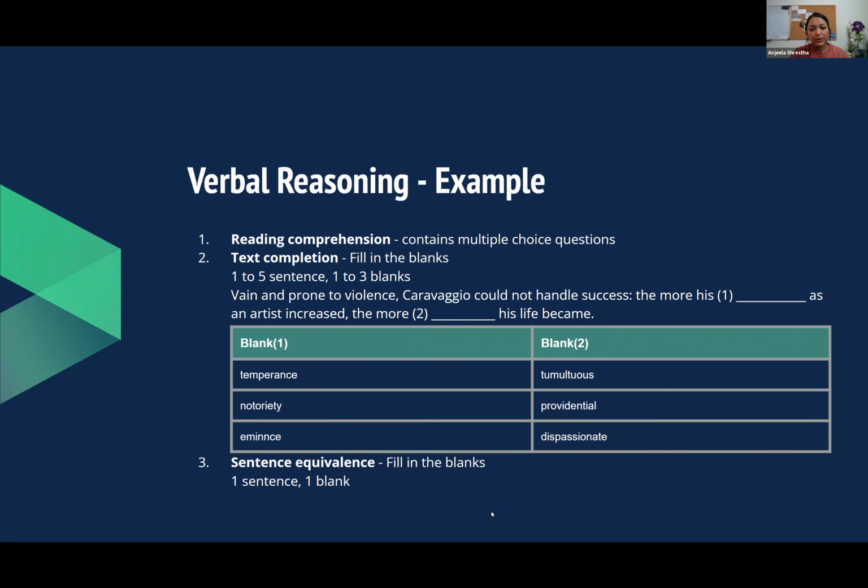Okay, now in case of verbal reasoning, it has three different types of questions: reading comprehension, text completion, and sentence equivalence. So these are heavily dependent on vocabulary and also your reading skills. In case of reading comprehension, it contains multiple choice questions. In case of text completion, it is basically fill in the blanks. So you'll be given 1 to 5 sentences under this section, and then you will have to fill in the blanks with the given choices as shown in the table right here. But in case of sentence equivalence, you will not be given options. So you will fill in the blanks with the word choice that you think is correct based on the passage that you read.